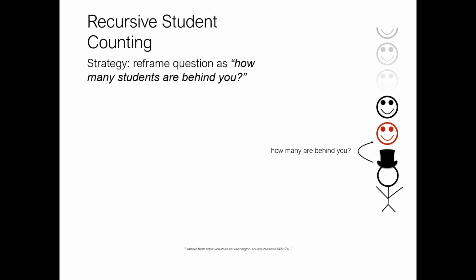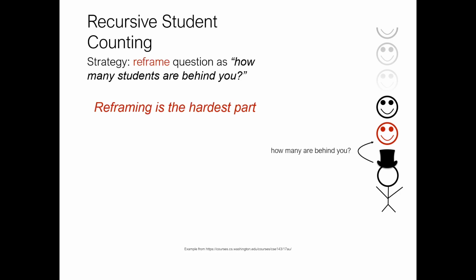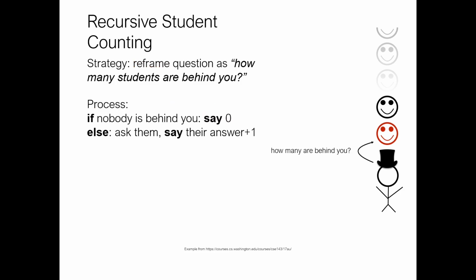The idea is that we need to reframe the question from how many students are in your column to how many students are actually behind you. This is really the hard part, is how to take a problem statement and turn it into a new definition that allows us to solve the problem with recursion. So reframing is very challenging. So here's the answer. In an actual lecture class, we'd make you guys work through this yourself.